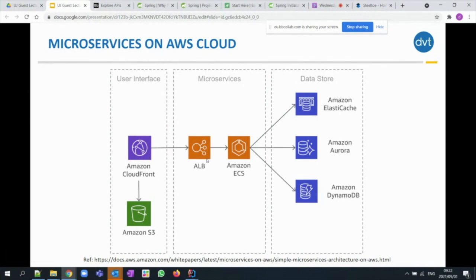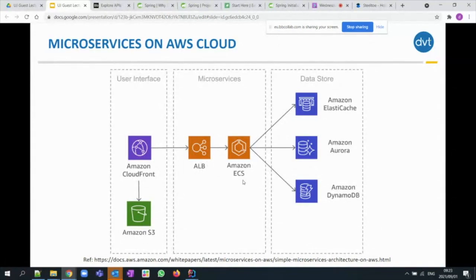Then it passes that call from the user interface to your application load balancer. Now, the job of the load balancer is just to route your calls to multiple instances of your Elastic Container Services. Elastic Container Services are where all your microservices are sitting. This is not just one instance of your microservice. There can be many instances of your ECS provisioning your microservices, and your load balancer can literally route to any of them depending upon what kind of routing rules you have mentioned on your ALB.